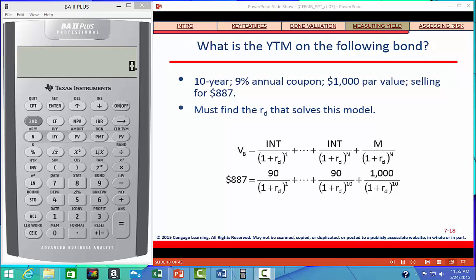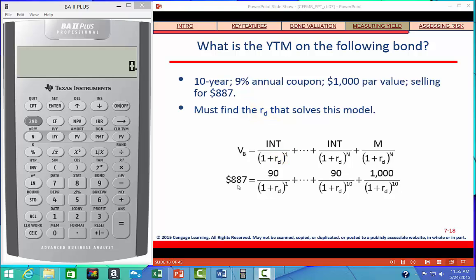So we've solved for the price of a bond using different coupon rates, and now we are going to solve for what is the yield to maturity on a bond. If you look at this example, it's a 10-year 9% coupon bond, always $1,000 par value, and the price is $887. So they've given us the price, but they want to know the yield to maturity. Well, the yield to maturity is the RD, or the opportunity cost of debt.